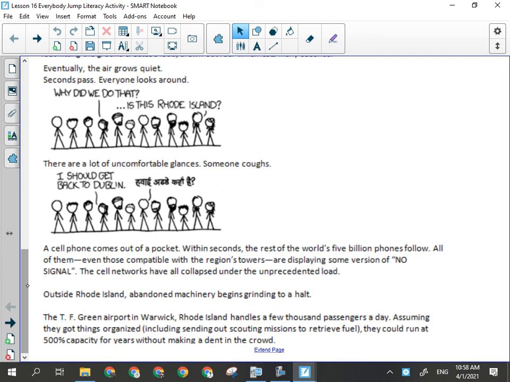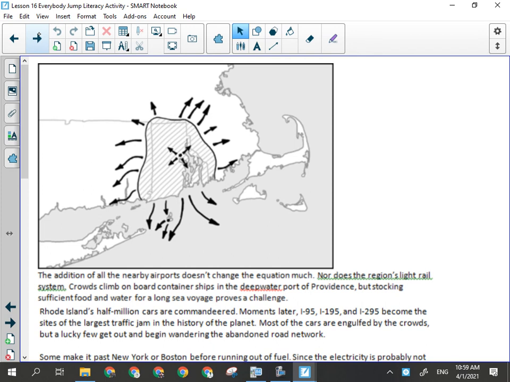I mean, we're talking about an airport that could now handle, let's say at best, 100,000 passengers a day. That doesn't put much of a dent in 7 billion people. Right? Okay. So, the addition of all the nearby airports doesn't change the equation very much, nor does the region's light rail system. Crowds climb on board container ships in the deepwater port of Providence, but stocking sufficient food and water for a long sea voyage proves to be a challenge.